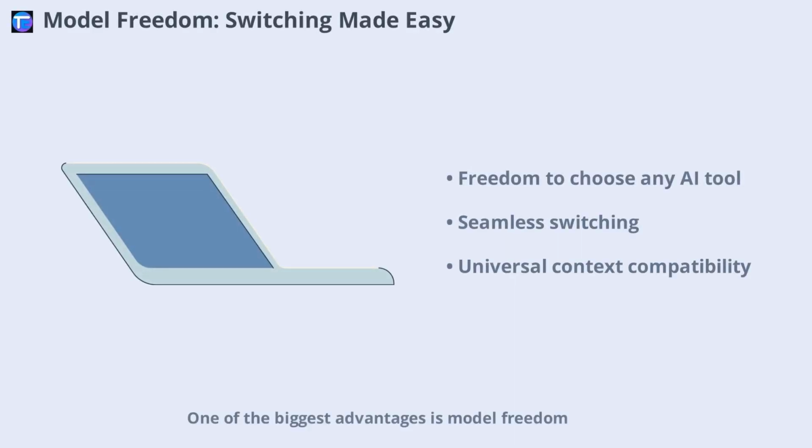One of the biggest advantages is model freedom. You're no longer tied to a specific IDE or AI tool. Switch between GPT, Claude Sonnet, Gemini, or even deep research tools with ease. The context file works everywhere, giving you the power to choose the best tool for each task. This flexibility is a huge productivity boost for developers and teams alike.